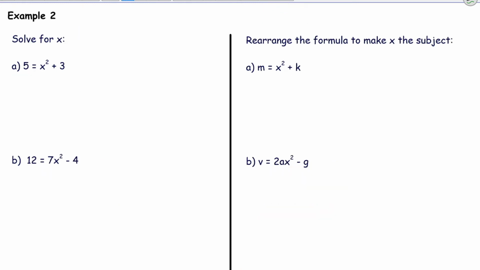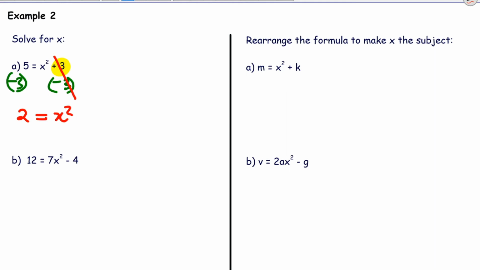All right, example 2. Solve for x. And again, the first step here is to start by getting rid of the positive 3. What we have here, positive 3. The opposite of adding 3 is subtracting 3. So we subtract 3 on each side. 3 minus 3, that will be equal to 0. So what you're left with is 5 minus 3 will be equal to 2. So 2 is equal to x squared.